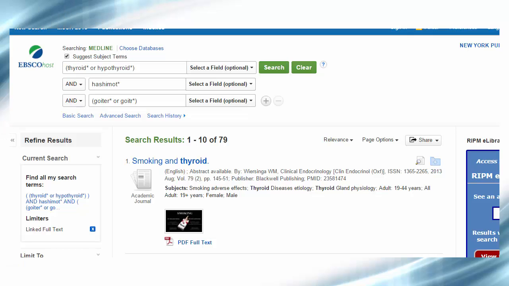Now I entered another one of my search terms. Goiters are a common symptom of thyroidism and Hashimoto. By adding goiter, I have narrowed down the amount of records to 79, which is more manageable.